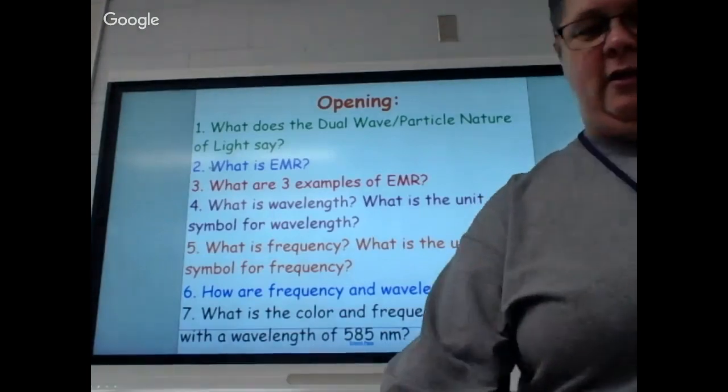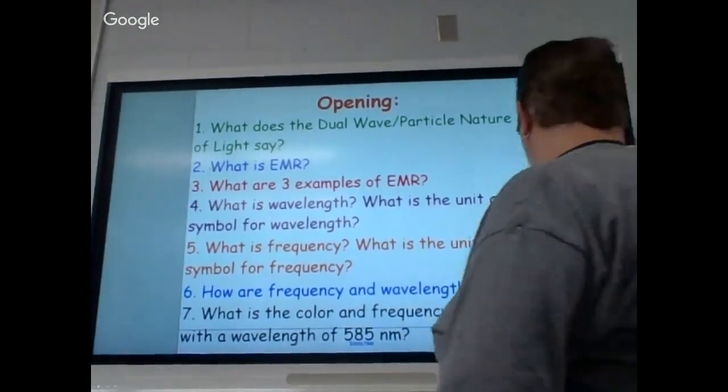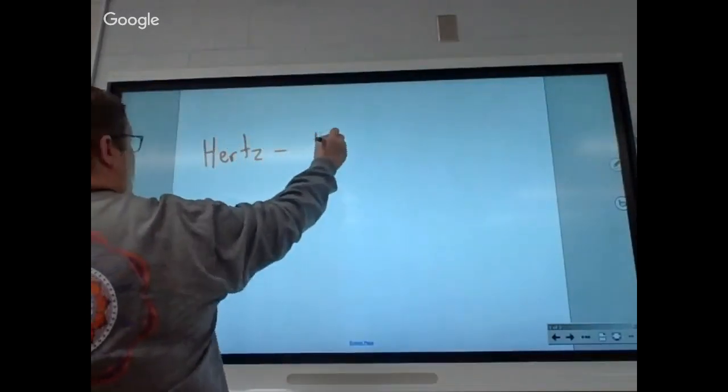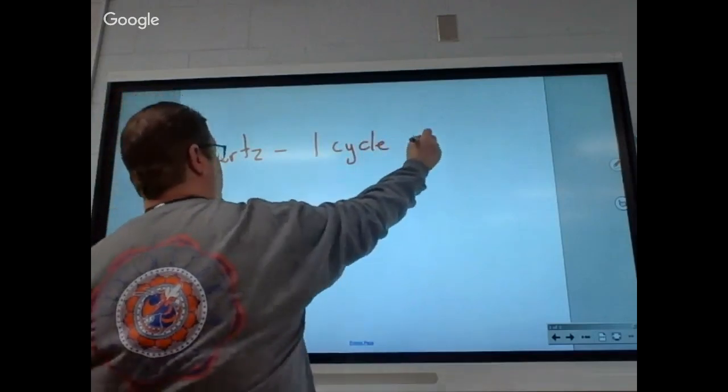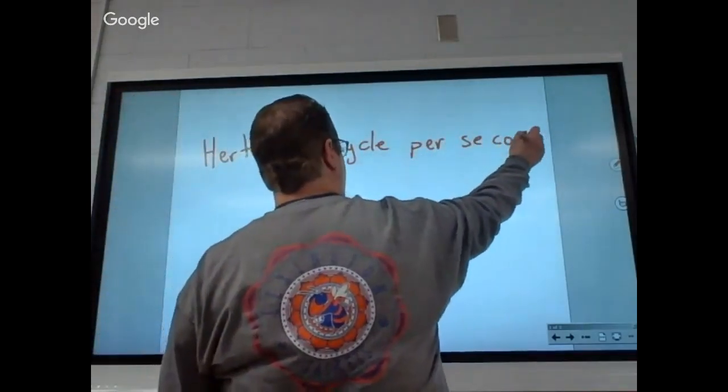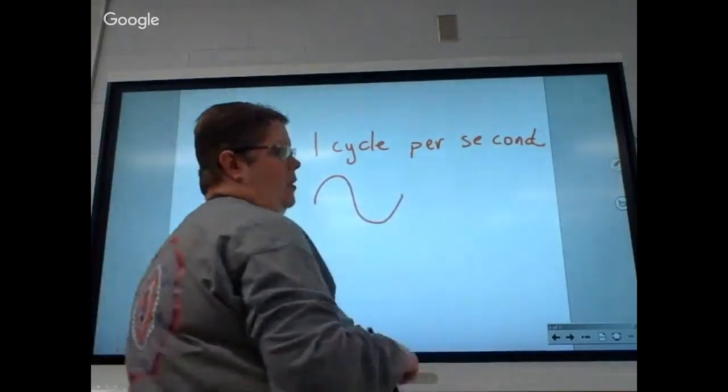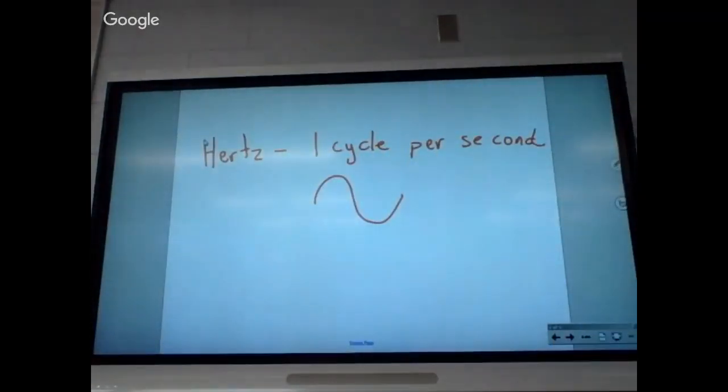So if you got your notes handy, let's add that because I forgot it. Hertz is defined as 1 cycle per second, which is basically one of those, but it's 1 cycle per second. Okay. Everybody add that to their notes.